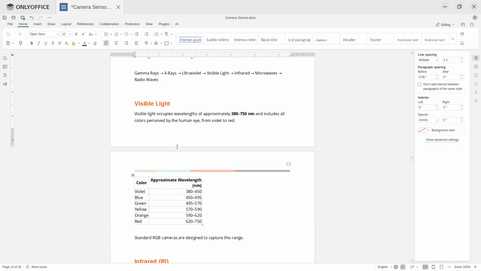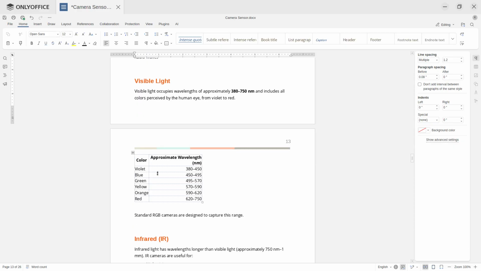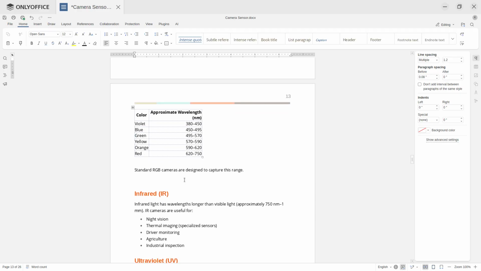Now since we are talking about cameras, we are talking about visible light. Visible light occupies wavelengths of approximately 380 to 750 nanometers and includes all colors perceived by the human eye from violet to red. Violet has an approximate wavelength of 380 to 450, blue 450 to 495, green 495 to 570, yellow 570 to 590. It is like VIBGYOR, right? The standard RGB cameras are designed to capture this range.